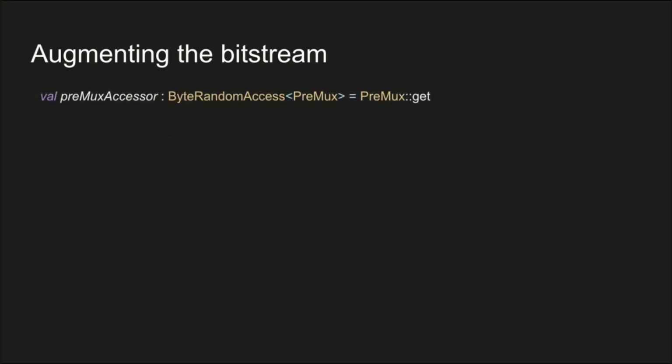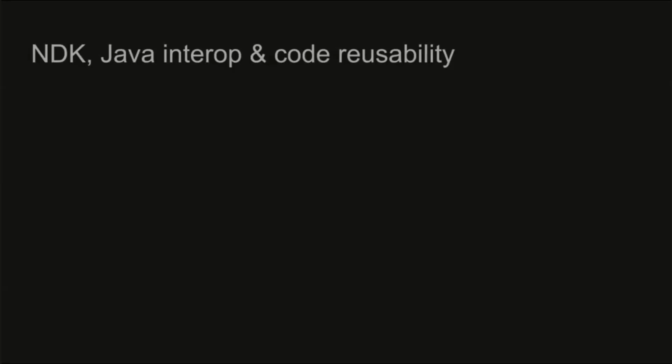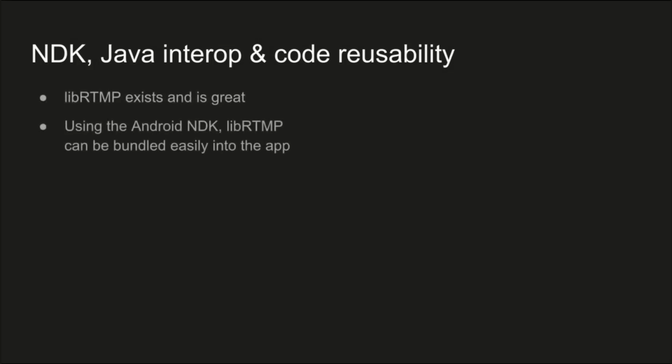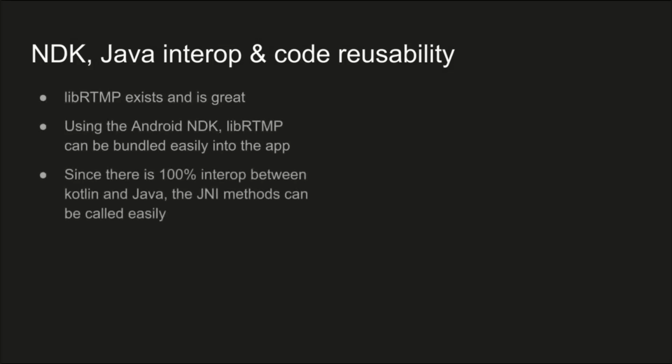And then the implementation of the premux byte random access, again, is just byte random access premux, and it's just a method reference to the premux class. Very powerful, very concise. For the NDK Java interop and code reusability, like I said, the important thing was to delegate everything to librtmp. It exists and it's great. Using the Android NDK, I can bundle it easily into the app. And since there's 100% interop between Kotlin and Java, all JNI methods can be called easily.